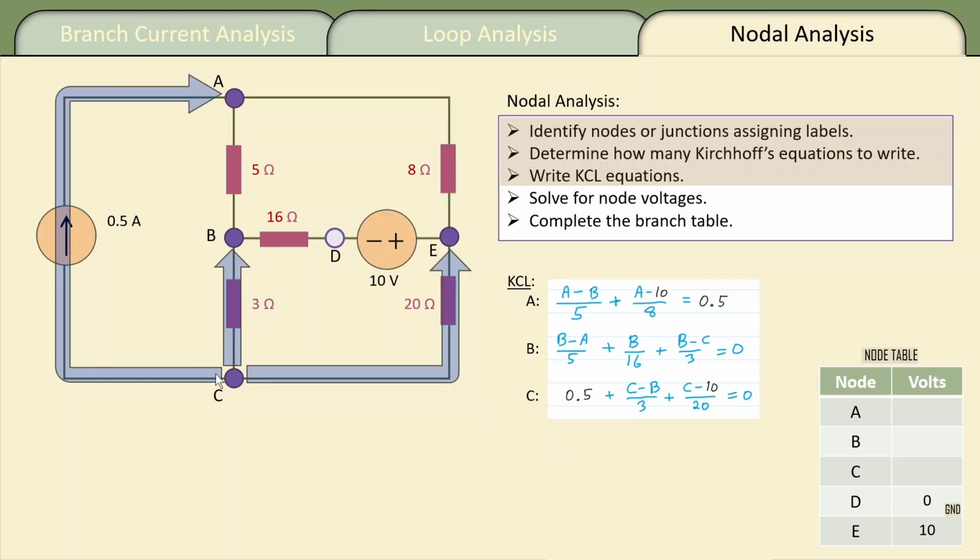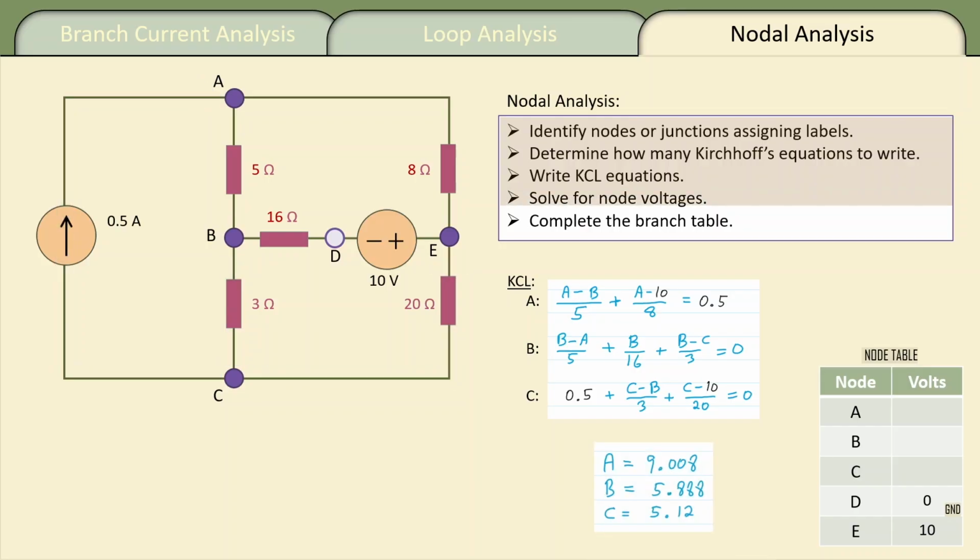Junction C, we have the half amp leaving, that's 0.5, and then for the other 2 terms, we take the node we're at, C minus B over 3, and then C minus E, which is 10, C minus 10 over 20, and that equals 0. So we have 3 equations and 3 unknowns. We can either solve them ourselves or use Excel or other software, but I get these values for the node voltages.